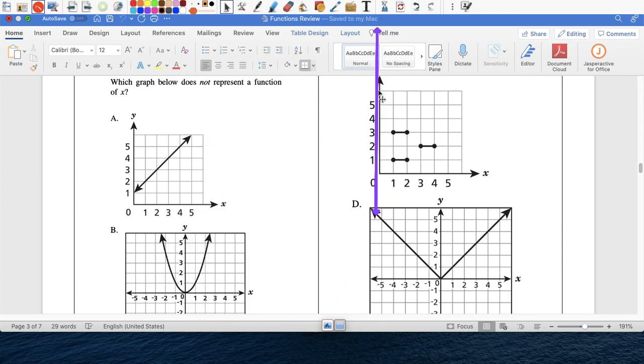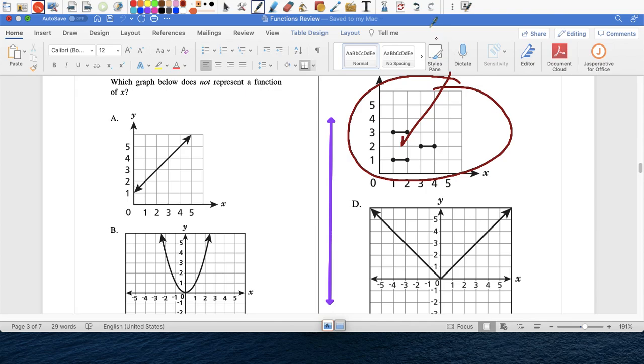C, which is this guy. Now notice that C, it fails the vertical line test because right here I have 2 points touching the purple line. So it fails the vertical line test, and as well as here. D is a function, right? That's the absolute value function. So the only one that fails the vertical line test is this guy here. So this is the one that's not a function. All right, not a function.